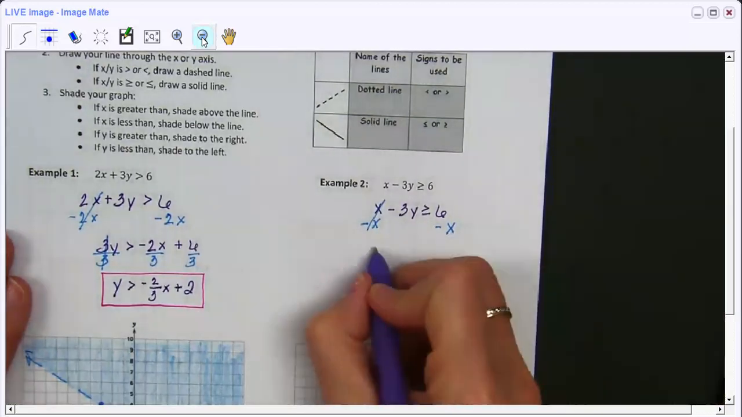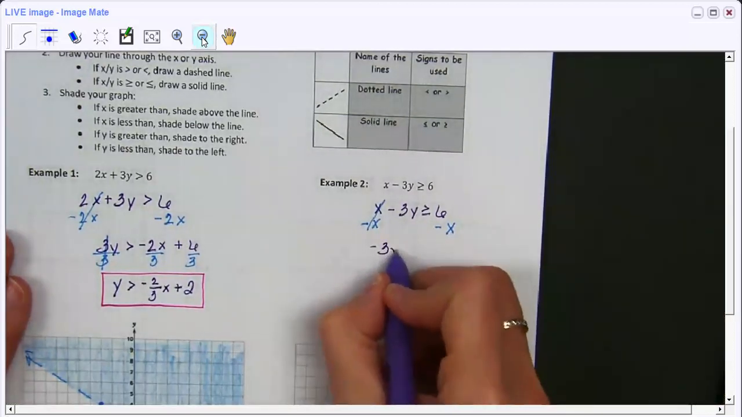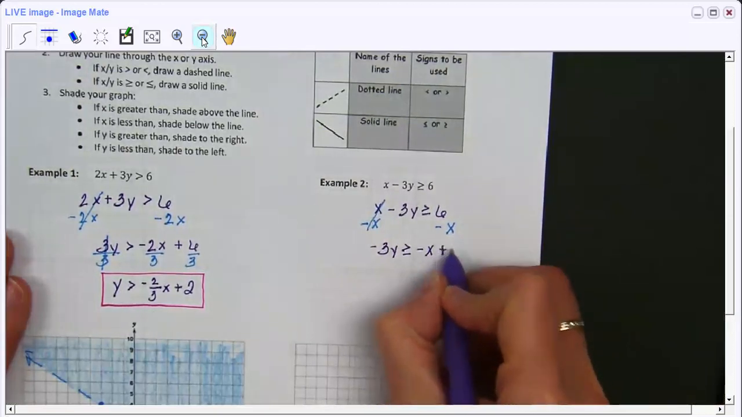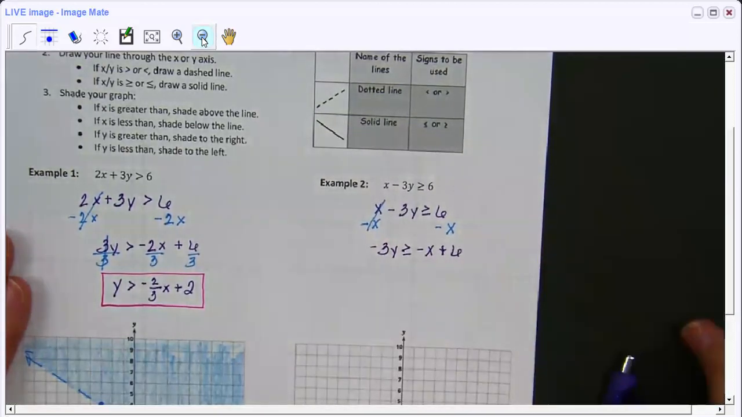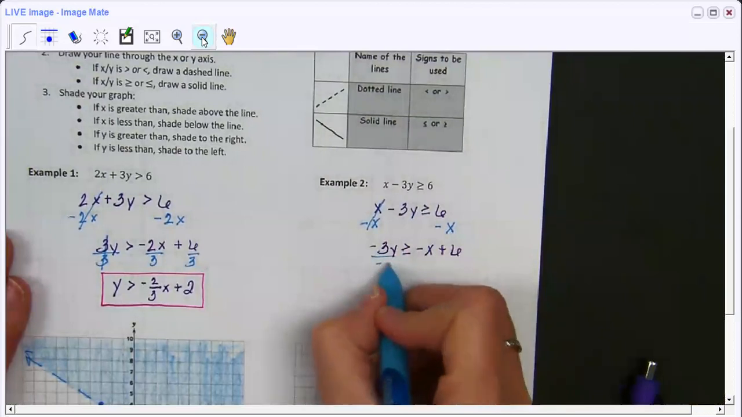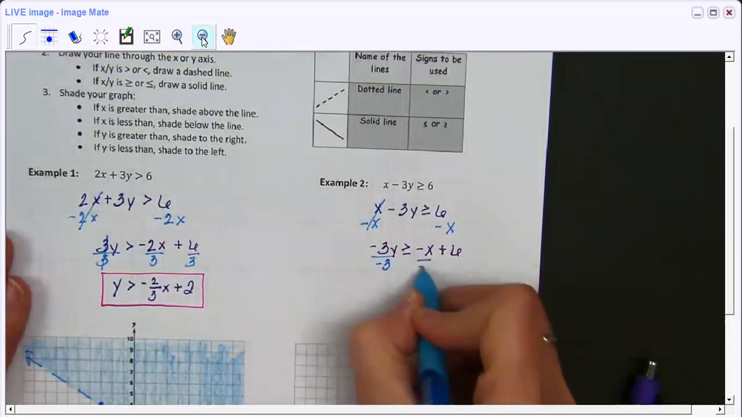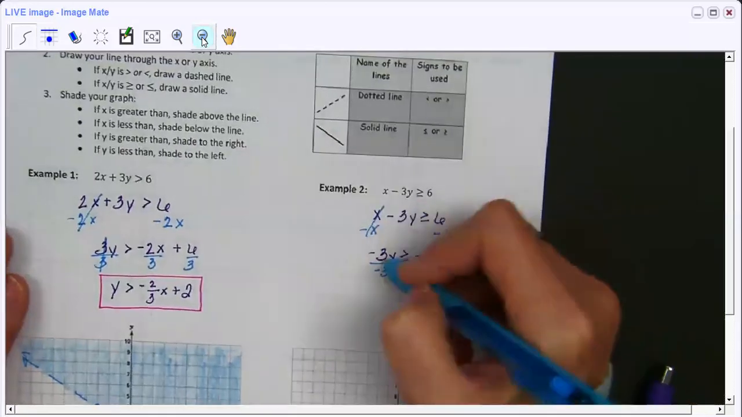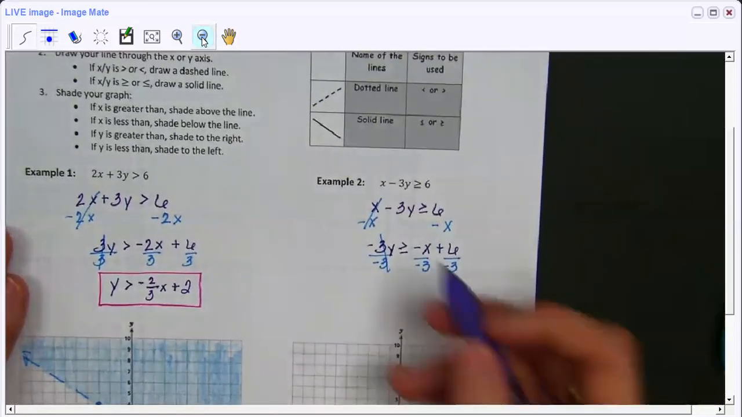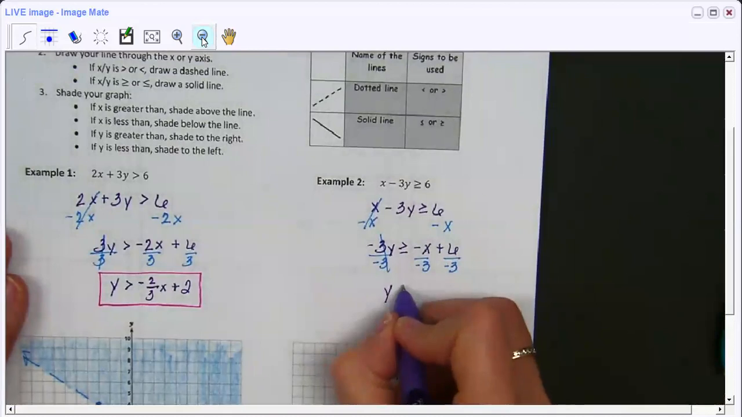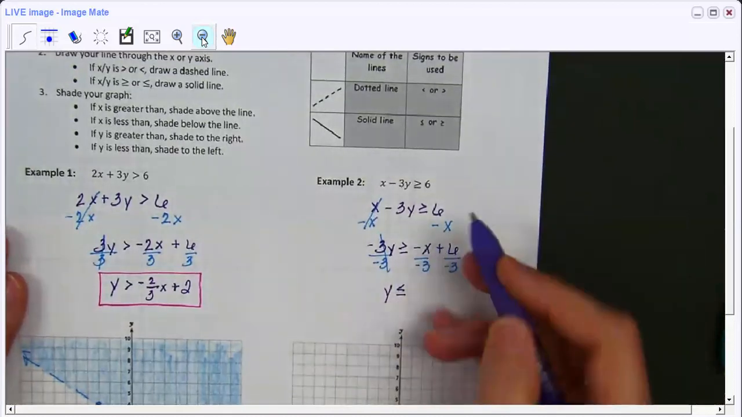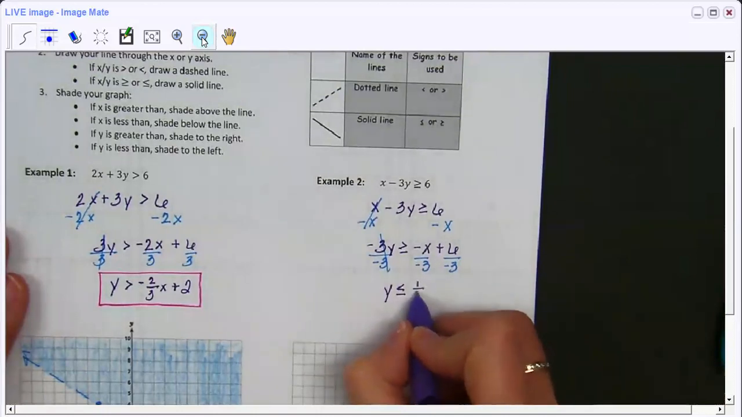Divided by a negative, so it's a sign switch. Yes, absolutely. Negative x plus 6, and then you have to divide by a -3, which Tyson just said, because we are dividing by a negative, we are going to flip that inequality symbol. So you end up with y is less than or equal to. Now we have a negative divided by a negative, so that's a positive 1/3 x.